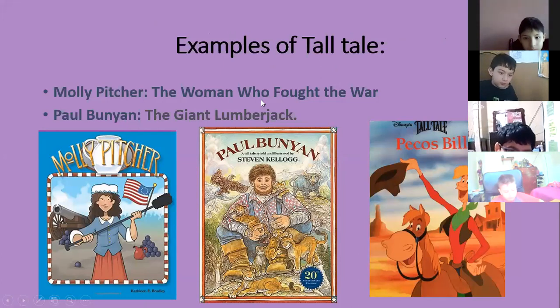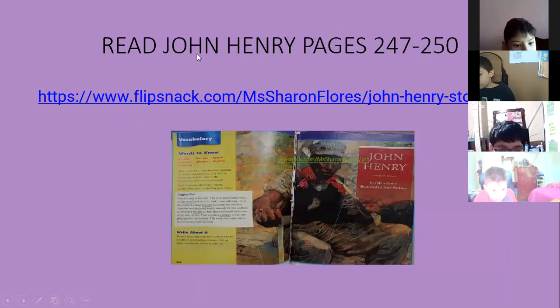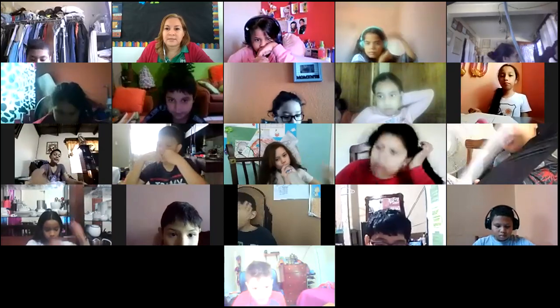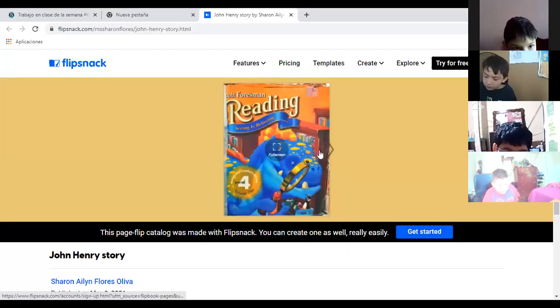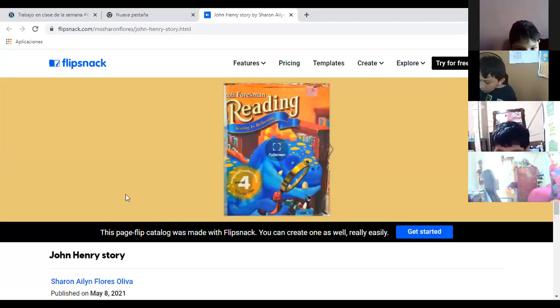Let's continue reading the story. But look at these examples. Examples of tall tales. Molly Pitcher, the woman who fought in the war. Paul Bunyan, the giant lumberjack. Lumberjack es un leñador. Pecos Bill is this man that rode a tornado like a horse. That's from Disney. Yes, Santiago, the last tale that you put is from Disney. Okay. Let's continue reading.